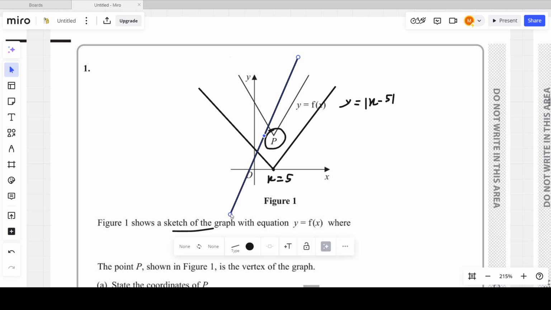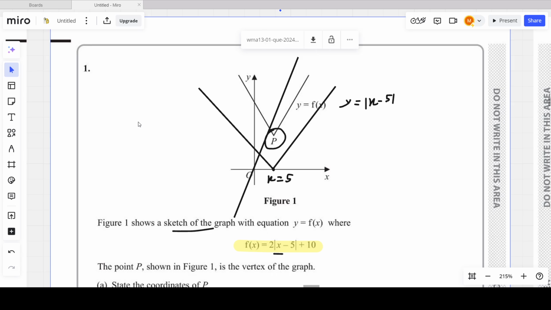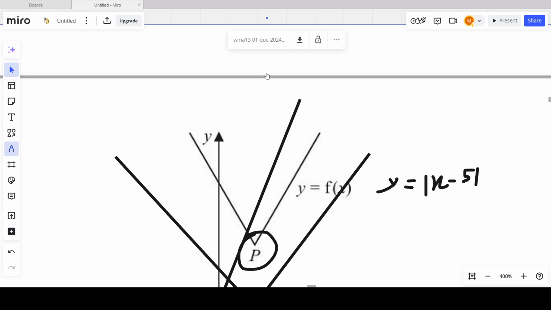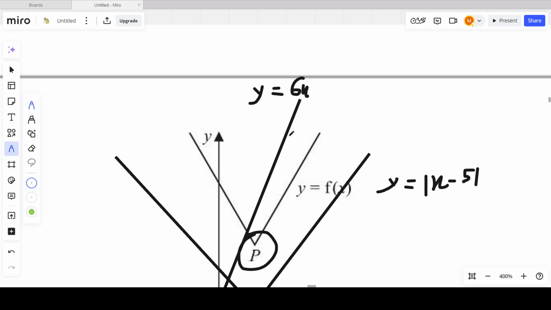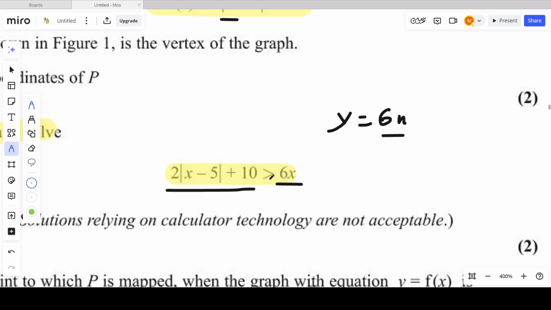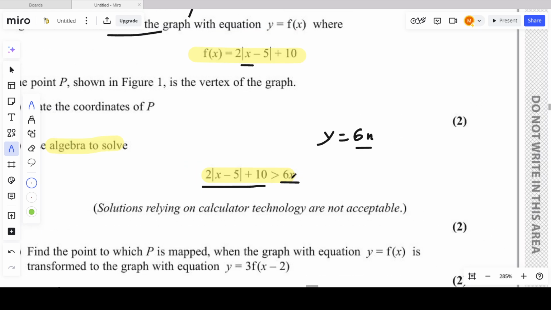So since it is steeper, definitely it will intersect the curve at only one point. Okay, so this is the sketch for y equals 6x, the line. Now they wanted y equals 6x to be less than, that means for the straight line, we need to find the values of x for which the straight line 6x will be below the modulus graph.